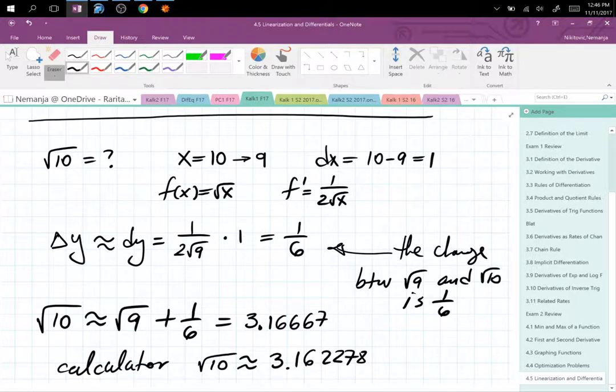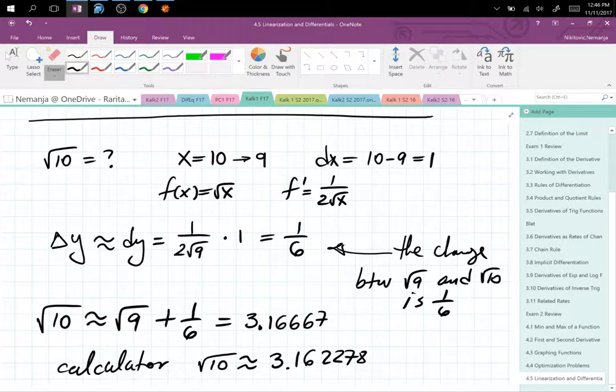And then the function takes the shape of the problem. It's ln x or root x or 1 over x or whatever. And then the derivative is whatever the derivative has to be. So you compute the change first, approximate the change. You don't want to compute the exact change, because if you're computing exact change, that means compute root 10, which is what you don't know. So you're approximating the change.